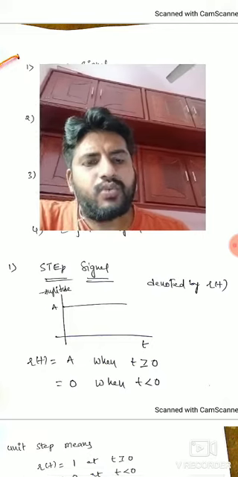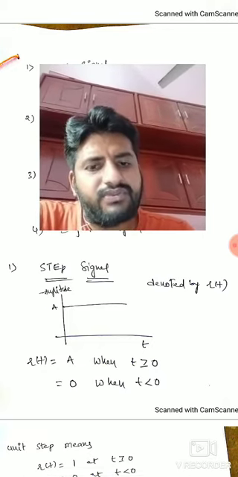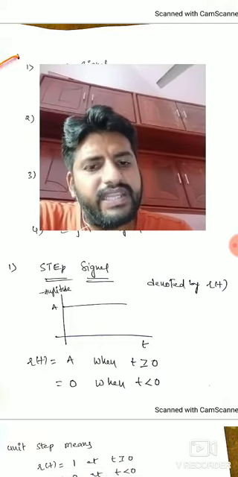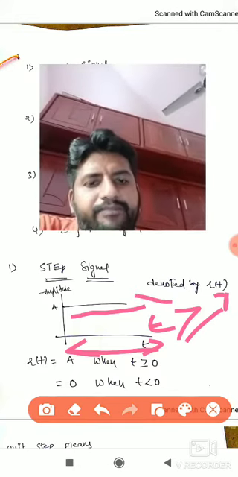So what is a step signal? The step signal will look like this. For T greater than or equal to 0, you are getting constant amplitude, right? So that is A.